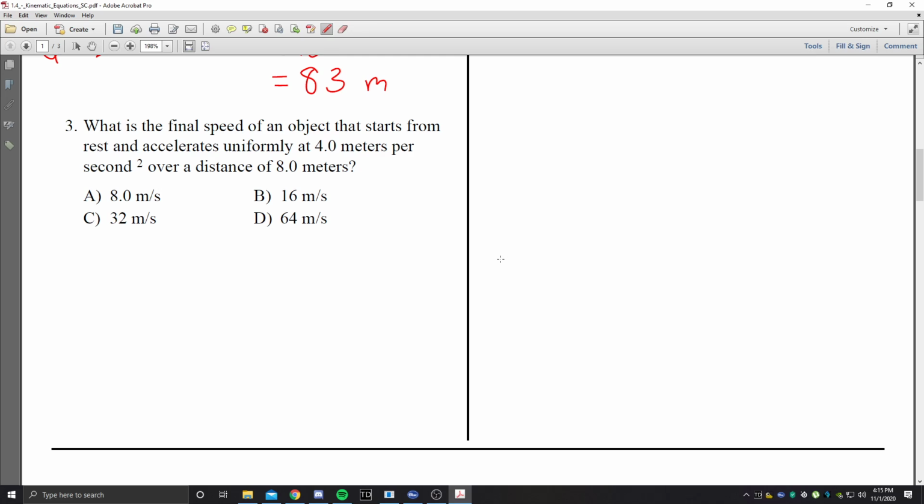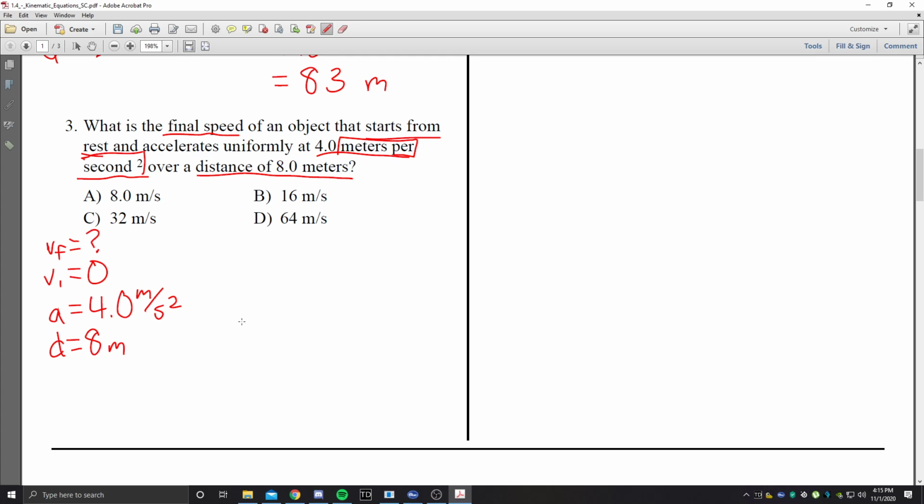Number 3, what is the final speed of an object that starts from rest? So what's the final speed? So we want to know what VF is, of an object that starts from rest. You're starting from rest, which means that your initial velocity is going to be 0. It accelerates uniformly from 4 meters per second squared. If you see that unit, that means that's acceleration. So your acceleration here is 4.0 meters per second squared over a distance of 8 meters.